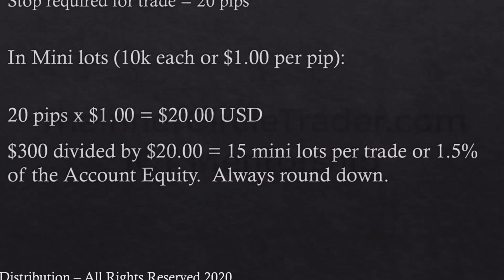Okay, same equity size, $20,000, and the risk per trade, 1.5%, or 20,000 times 1.5%, $300. Stop required for this is 20 pips. In mini lots, it's 10K each, or $1 per pip. So our 20 pip stop times $1 per pip means $20 is our total risk exposure using 20 pips with $1 per pip leverage. So if our total risk assumption is $300, we're dividing that by $20, which would give us 15 mini lots per trade, or 1.5% risk of the account equity.